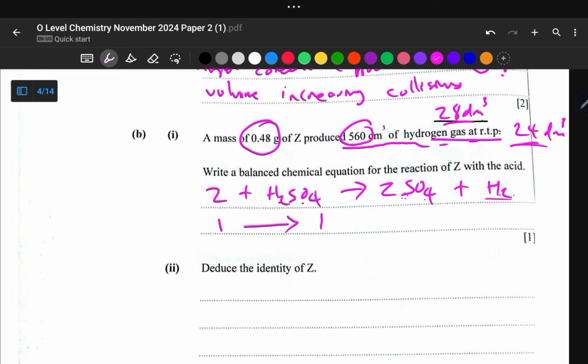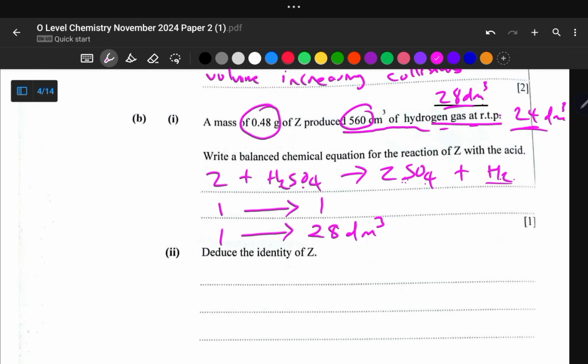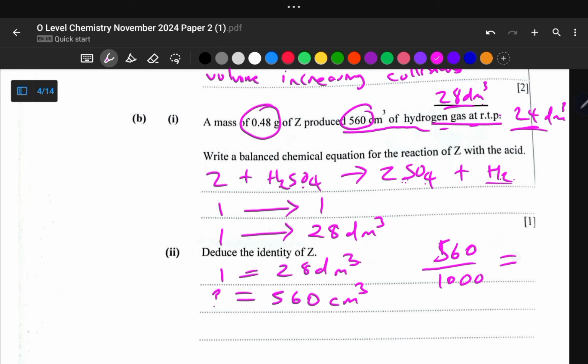For revision purposes, we don't normally attend to the examples, but we want to understand the concept, right? So we can say 1 mole produces 28 cubic decimeters, the volume of 1 mole of a gas under RTP, since we are doing the Zimsec paper. And then 1 mole is equal to 28 cubic decimeters, right? What about 560 cubic centimeters? To change these cubic centimeters, we divide by 1000, right? So you have 0.56 cubic decimeters.